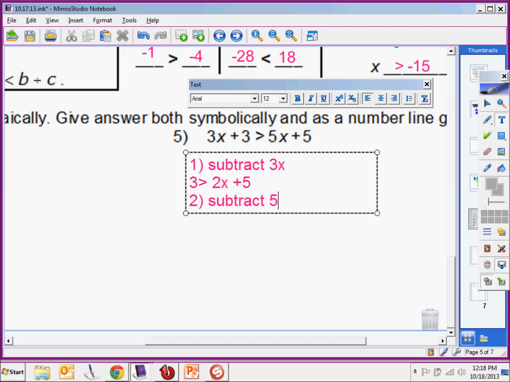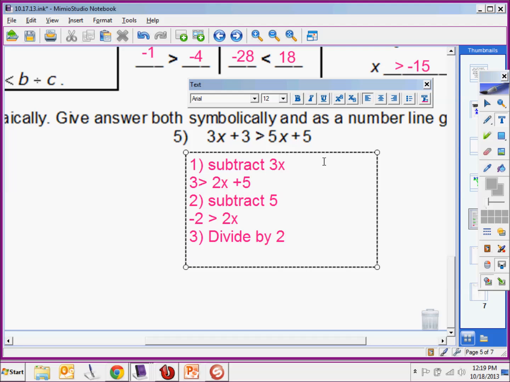So then you get -2 greater than 2x. So I have -2 is greater than 2x. And you divide by 2, which switches your sign. Why would I divide by -2? You don't, I just divide by 2. No, that's not right, because you subtracted 5x.